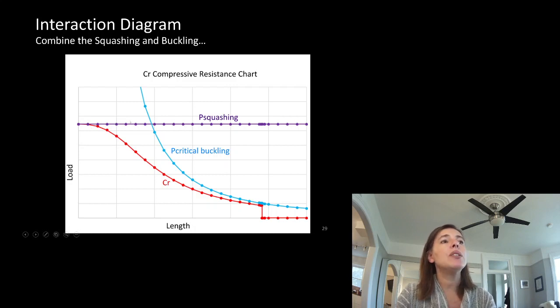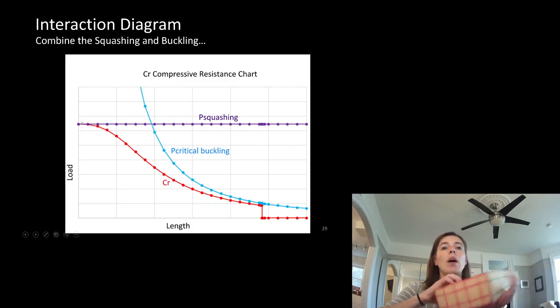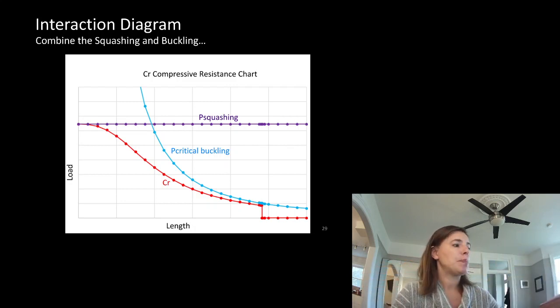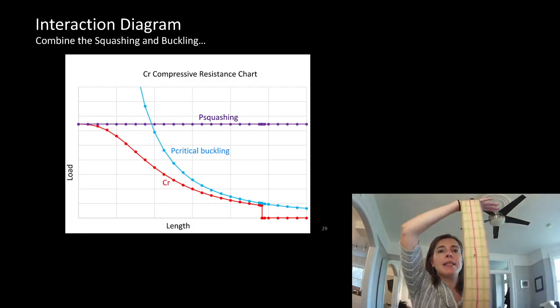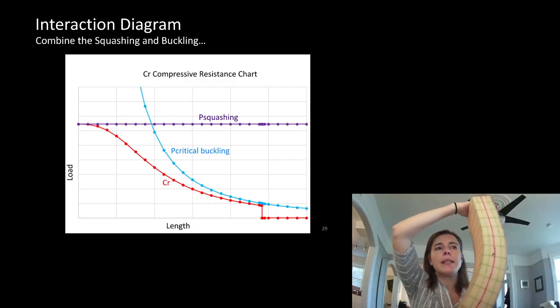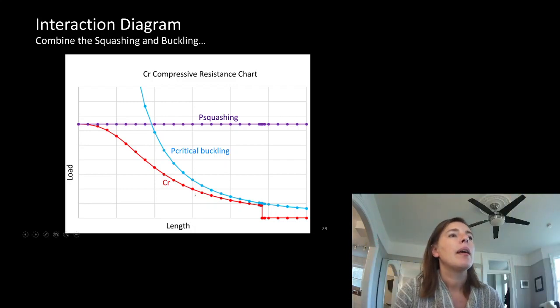Well, what we do is combine these two, and this red line is the compressive resistance of our column. Way over here, when it's short, its compressive resistance is very similar to its squashing. When it's short, it only wants to squash. Over here, when it's really tall, or its length is long, our compressive resistance is almost the same as its tendency to buckle. So as it gets long, its tendency to buckle is what's governing it. And then somewhere in the middle range, it's a combination. We say, all right, it kind of wants to squash and it kind of wants to buckle, so we'll take some combination of the two.